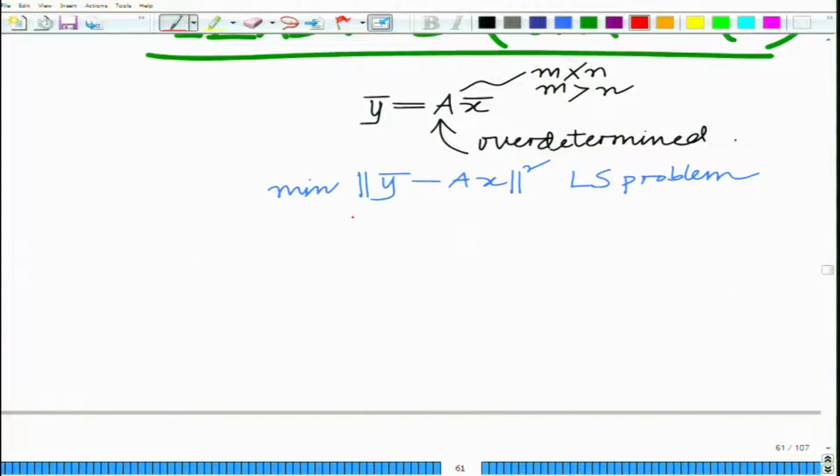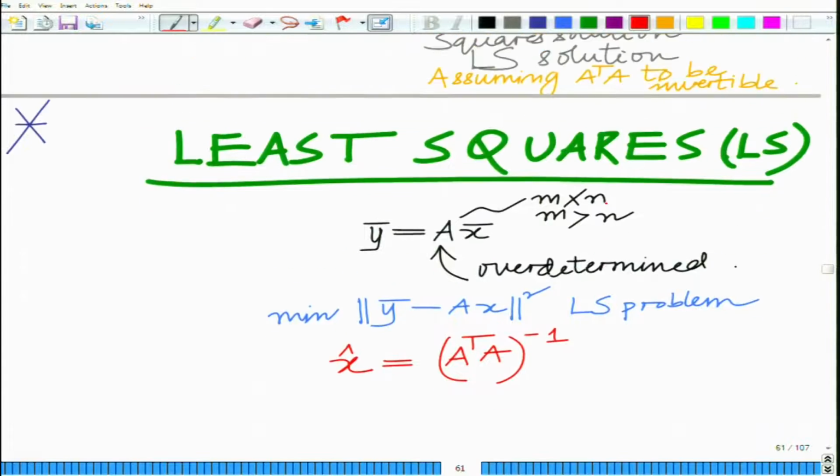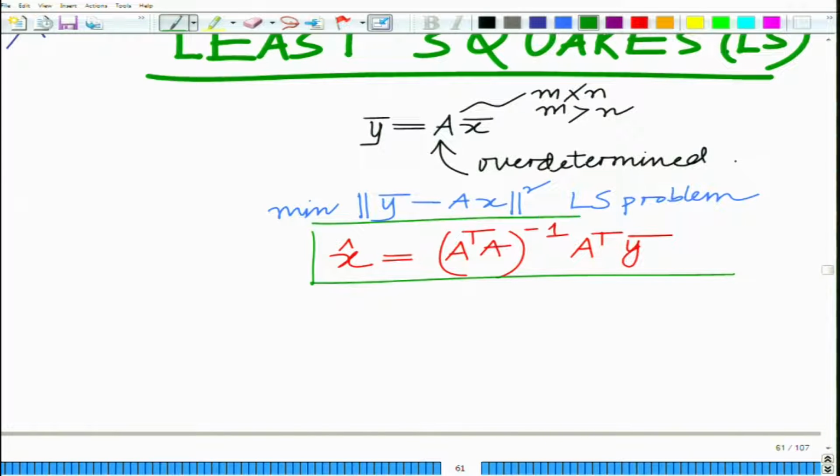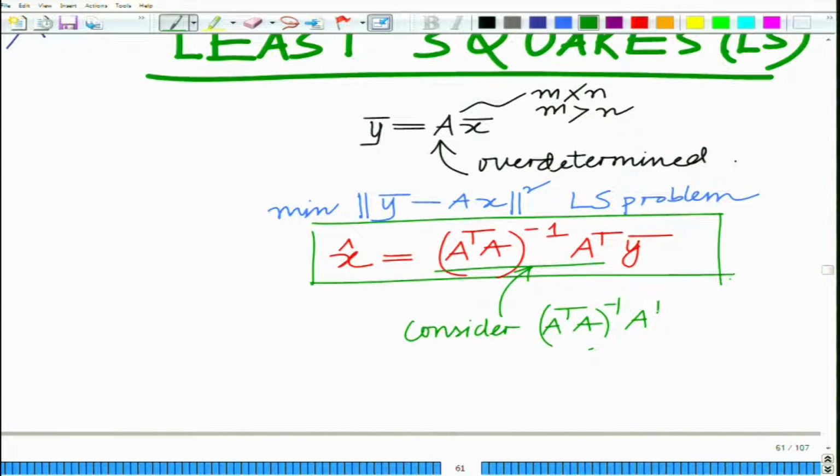The solution to this, the least squares solution, we have derived previously, that is x hat equals A transpose A inverse A transpose into y bar. Now let us look at some salient aspects of this solution. Consider this matrix, A transpose A inverse into A transpose.